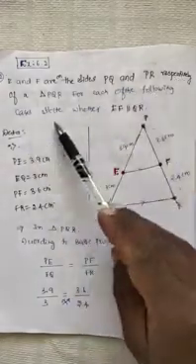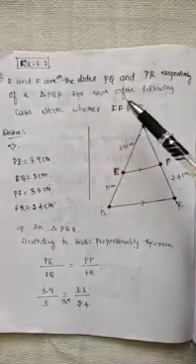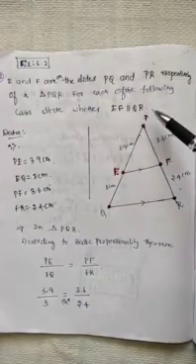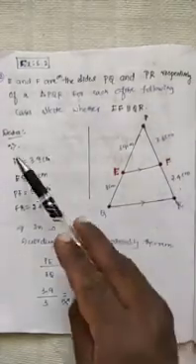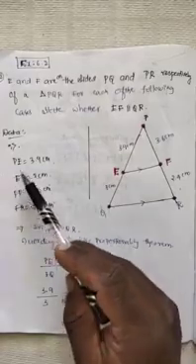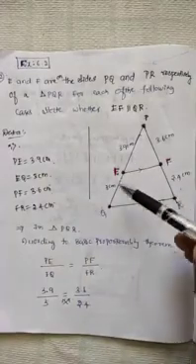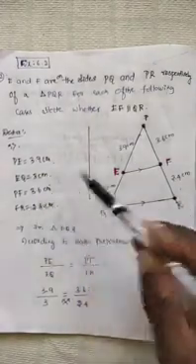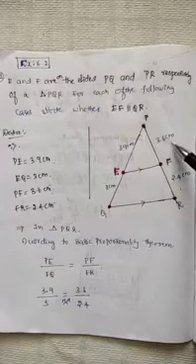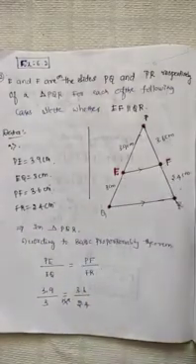For each of the following cases, state whether EF is parallel to QR. We need to prove whether EF is parallel to QR, right? So according to the first problem, PE is equal to 3.9 centimeter and EQ is equal to 3 centimeter. PF is equal to 3.6 centimeter and FR is 2.4 centimeter.